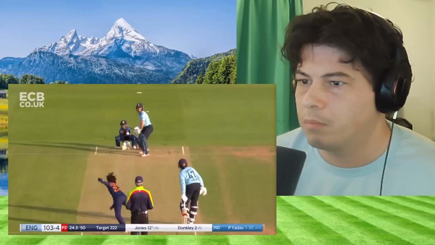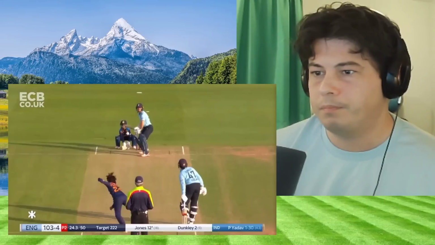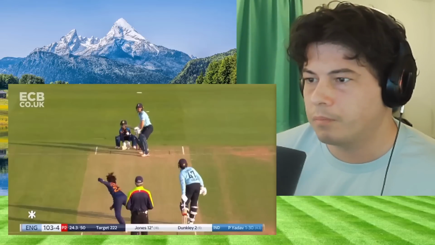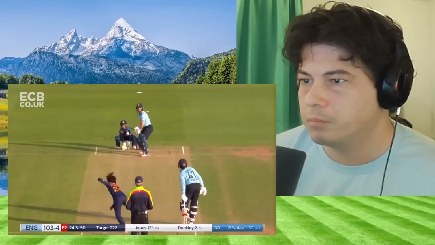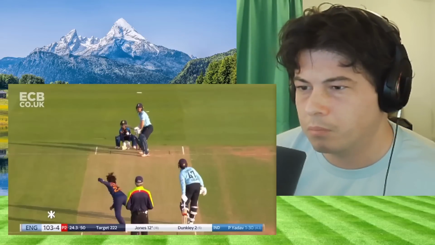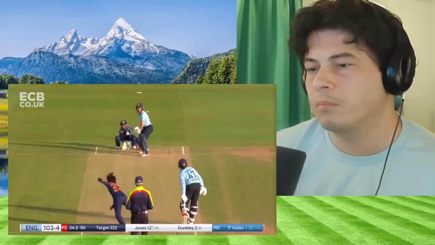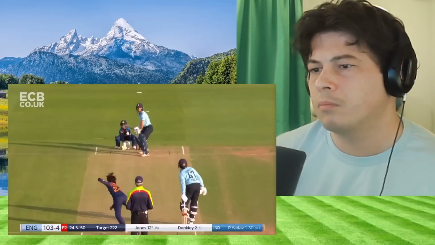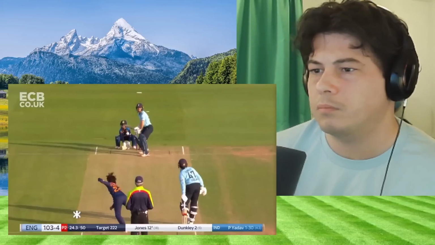So here you go. Down at the bottom, it says England. This is another game between England and India. It's a women's game. So it says England 103 for 4. So that means that they've scored 103 runs for 4 wickets. P2, don't worry about what that means yet. Then it says 24.3 of 50.